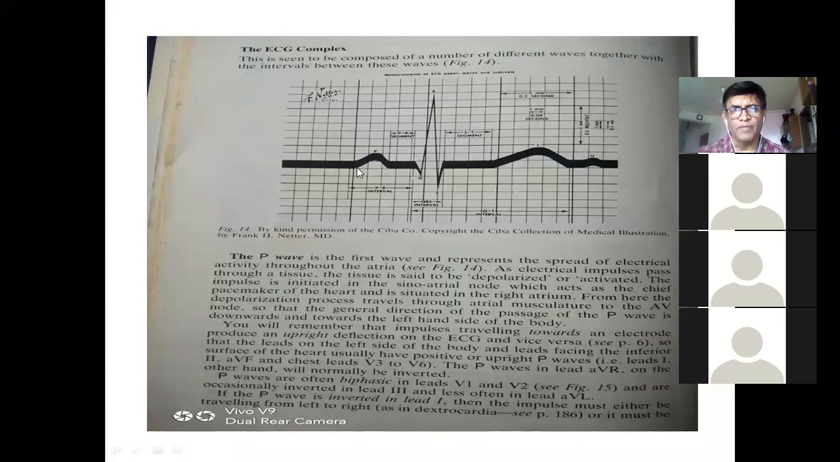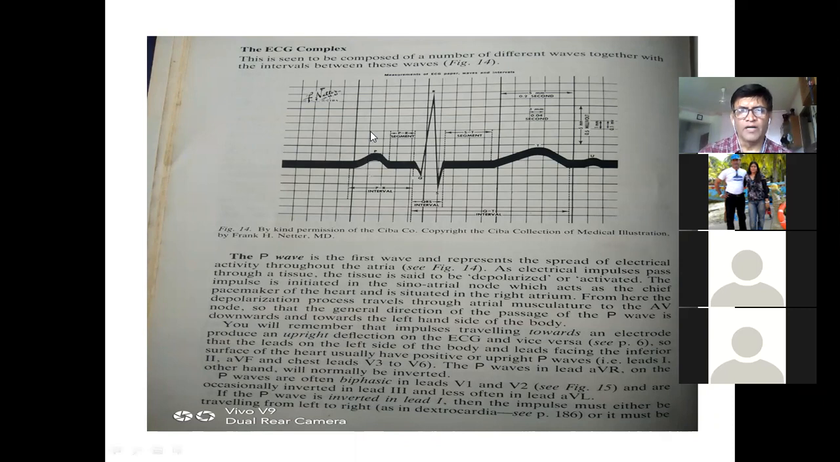How do you measure the P wave? See the straight line. Can you see this thick line, which is discontinued here? This thick line is called the isoelectric line. Just write it down. The reference line is called the isoelectric line.